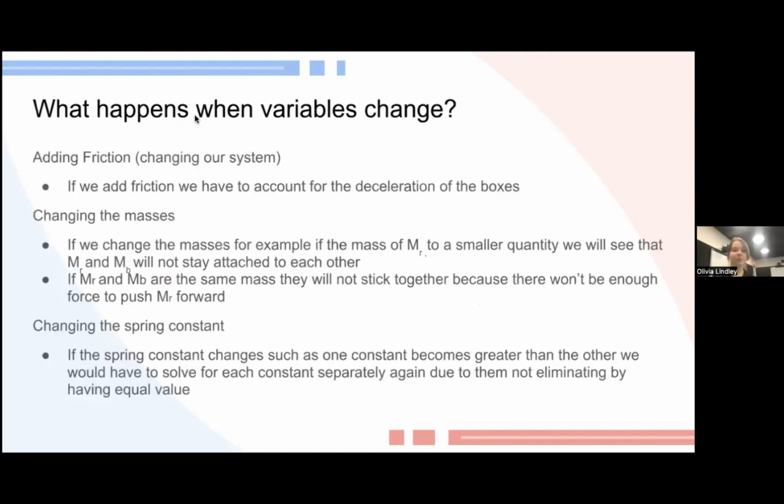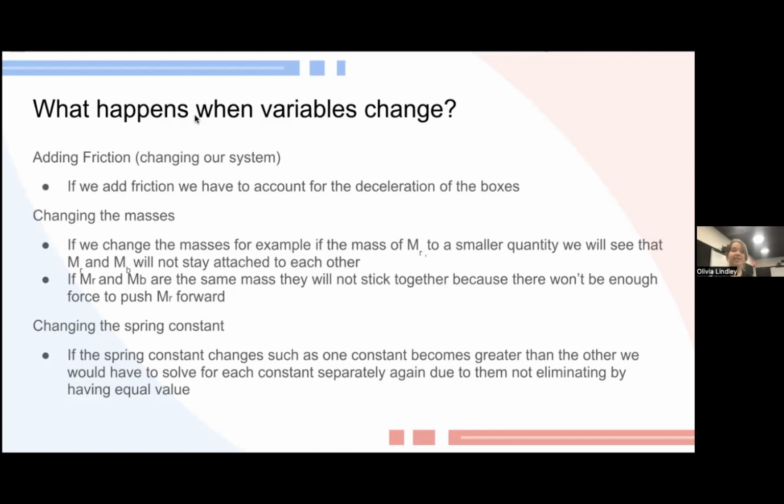And so what happens if we change our variables? Well, if we add friction to it, such as changing our system, we have to account for the deceleration of the boxes. And so our system is currently the 2 boxes, the table, and the earth. We do this so we can ignore friction, even though our table is frictionless, and we can ignore the force of gravity. But if we just make our system the 2 boxes, then we have to account for friction and gravity, which we don't want to do.